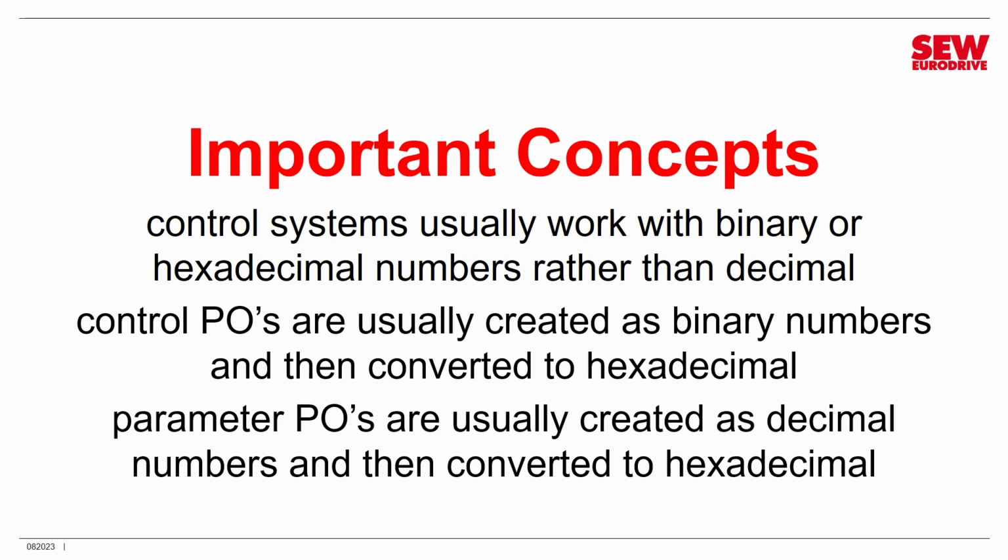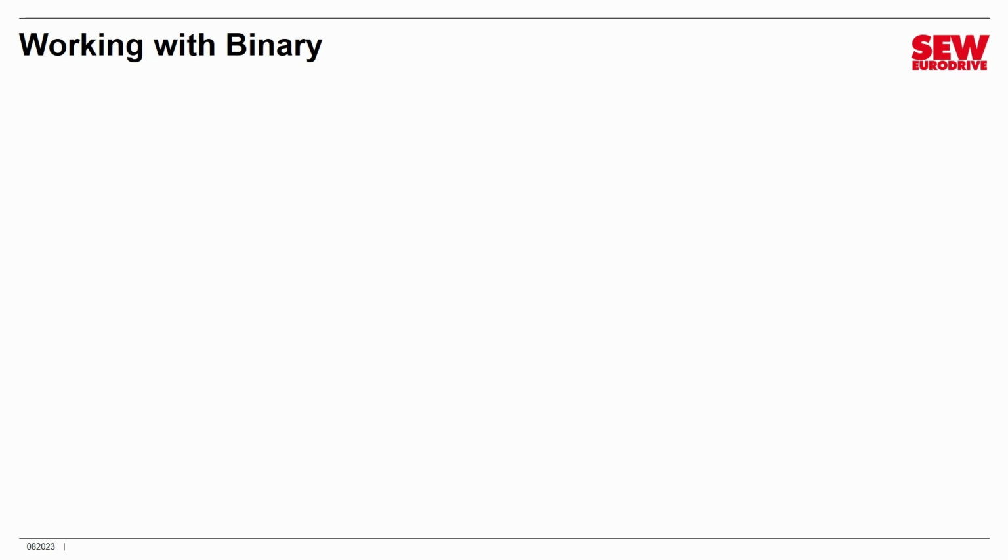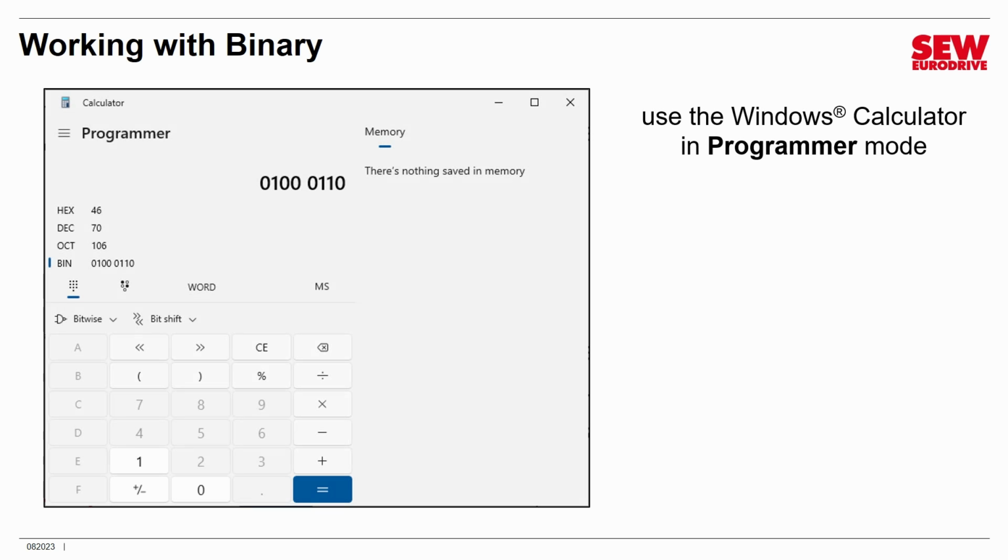Now, what if you're not really very experienced with working with these? You're not comfortable converting back and forth. Is there an easy solution? The answer is yes, there is. Working with binary is easy if you use the calculator built into Windows. It has something called a programmer mode.